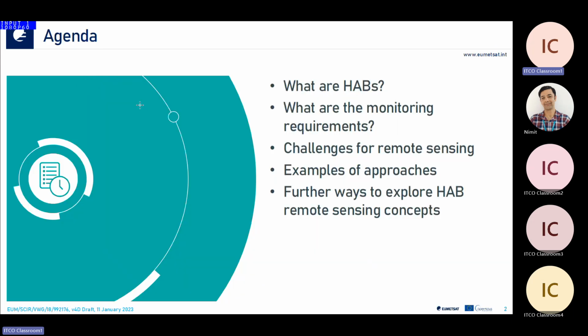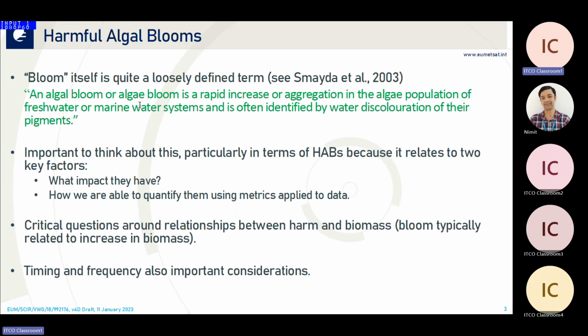So the agenda is this. I go rapidly through it because we need to catch up. The first thing we need to think about is what a bloom is in itself, because this term is not very well defined, and many people define it in a different way. When do we have an algal bloom? What is the right quantity of algae we need to have? What is the right quantification to consider there is a bloom?